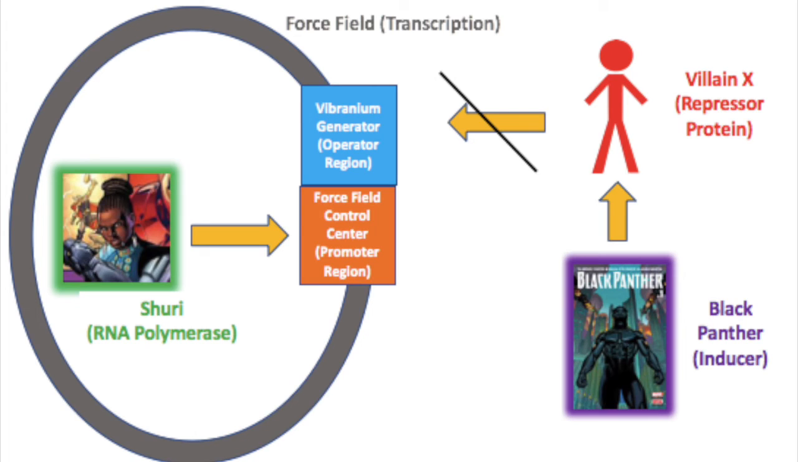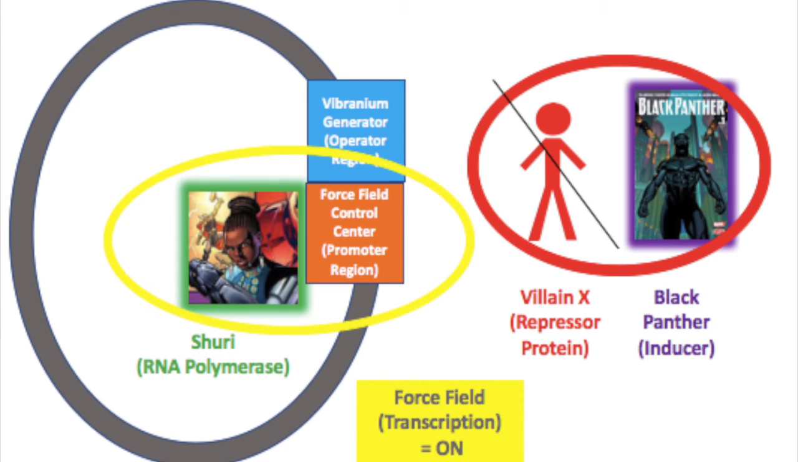The Black Panther acts as an inducer and attacks Villain X. The Black Panther's attacks render Villain X unable to reach the generator. This confrontation symbolizes the inducer's role to change the configuration of the repressor protein, preventing the repressor protein from interfering in transcription. Because of this action, Shuri is able to reach the control station and turn the force field on.